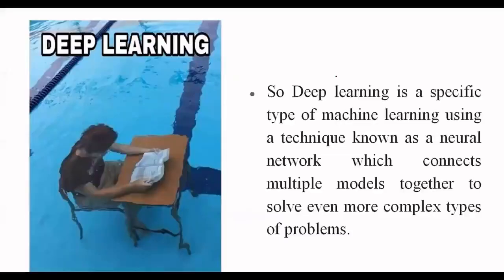Now, deep learning. Definitely deep learning is not something like this, but deep learning is a specific type of machine learning using a technique known as a neural network, which connects multiple models together to solve a complex problem. Here we use multiple nodes, multiple neurons, to solve a complex problem.